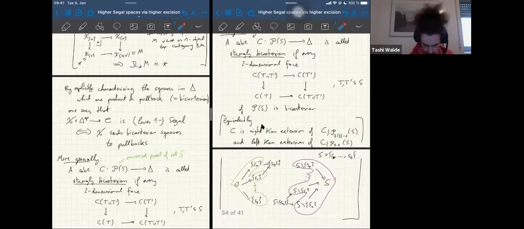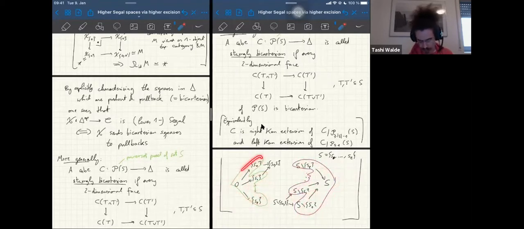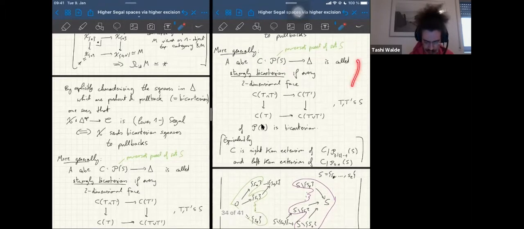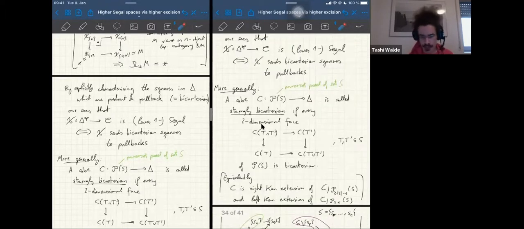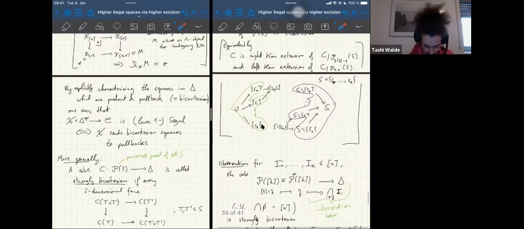So if this is a huge cube, you have this initial piece and you have this end piece. And if you start from the initial piece, you can get the rest just by iteratively taking pushouts. Or if you take the end, you can get the rest by iteratively taking pullbacks, and both of these procedures should give you back the cube you started with. So this is the higher dimensional analog of being a bicartesian square. And now comes the observation.